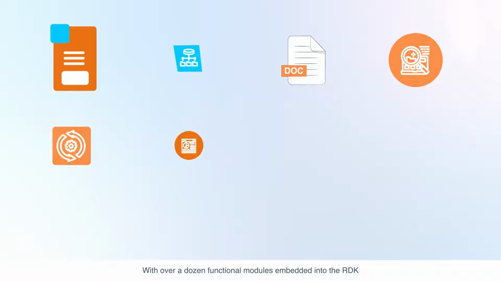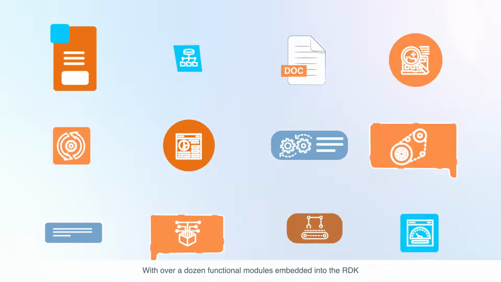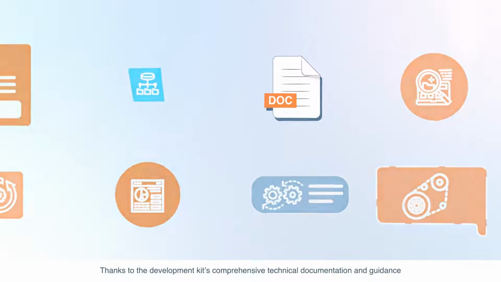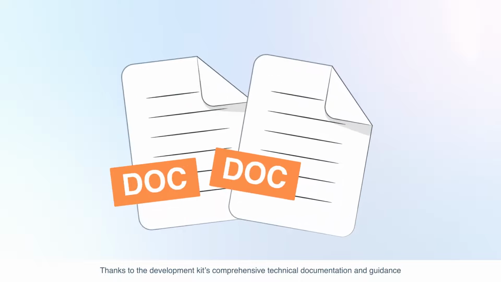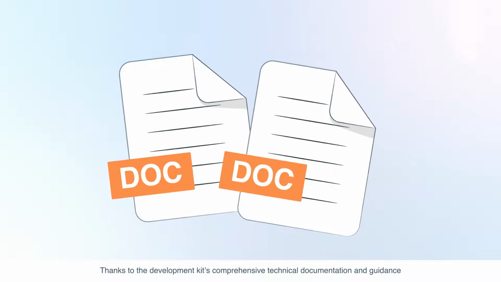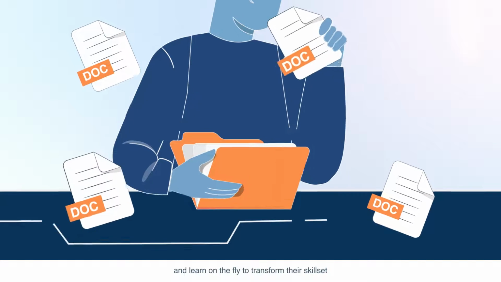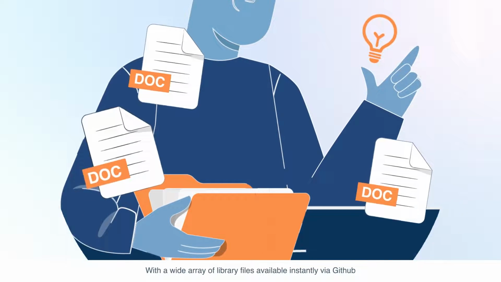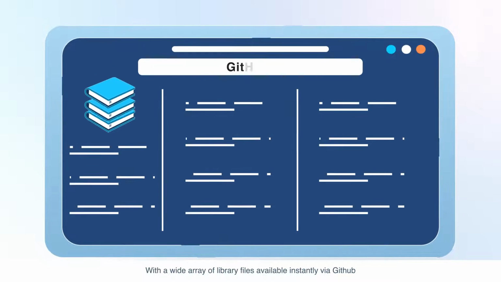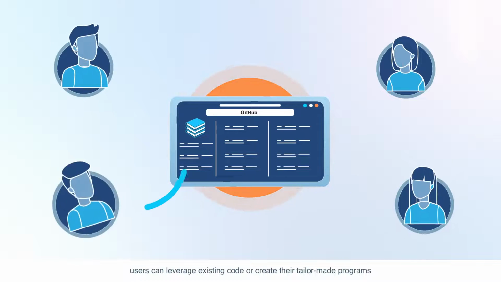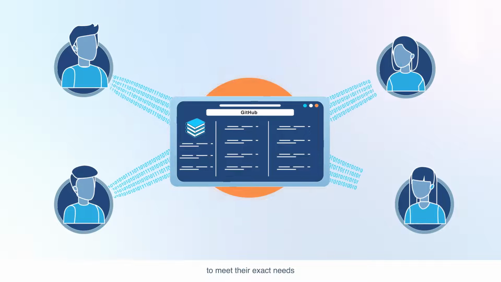With over a dozen functional modules embedded into the RDK, users have the tools they need at their fingertips, thanks to the development kit's comprehensive technical documentation and guidance. Beginners can delve into programming and learn on the fly to transform their skill set. With a wide array of library files available instantly via GitHub, users can leverage existing code or create their tailor-made programs to meet their exact needs.